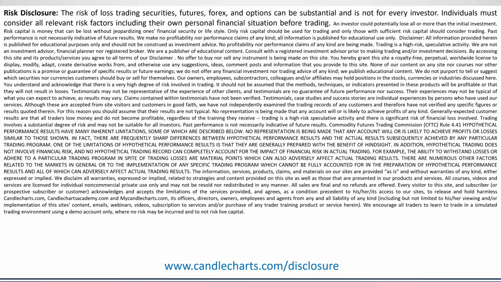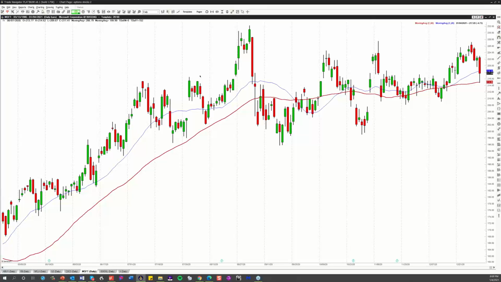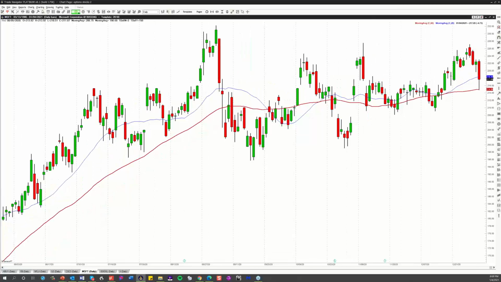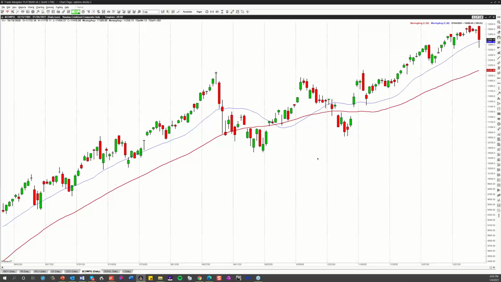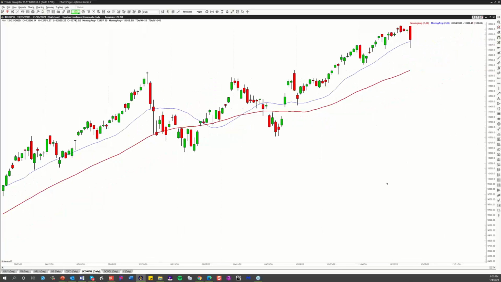So let's start with the markets here, the main markets. All right, we got a request. We'll do the composite. We had a lot of requests for the major markets, so we'll start with those.